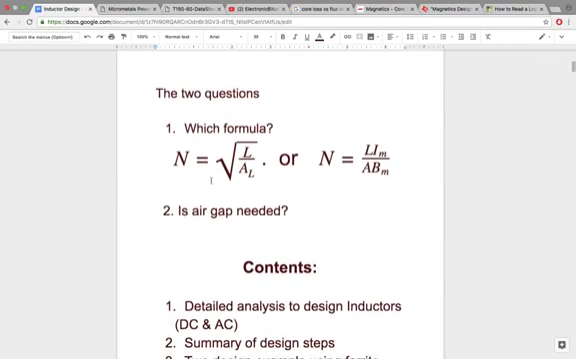So there were these two questions which really troubled me when I was designing my first inductor in undergraduate. The first question is which formula to choose for calculating the number of turns required for making an inductor. There is one formula which is given by the AL value and one formula which we have derived from Ampere's law. So which one to choose?